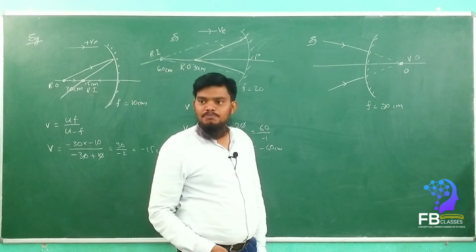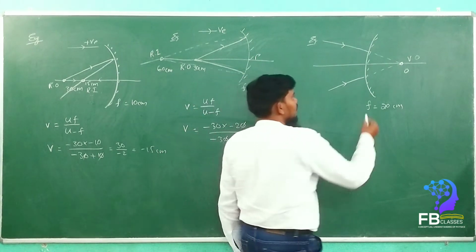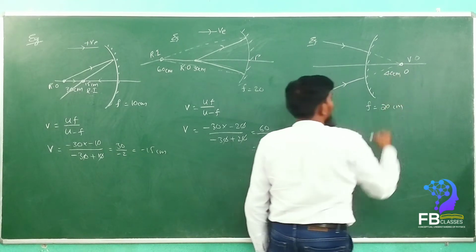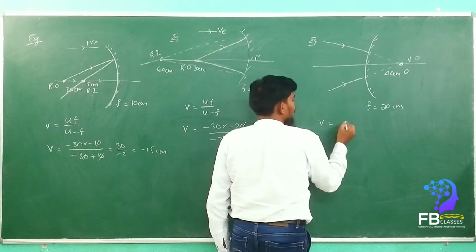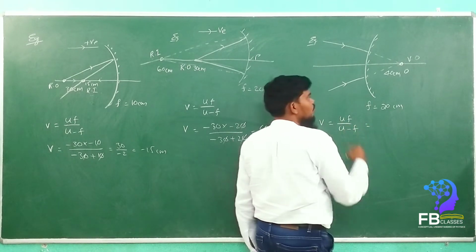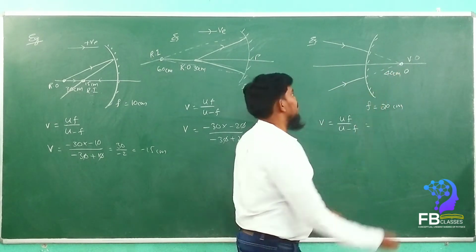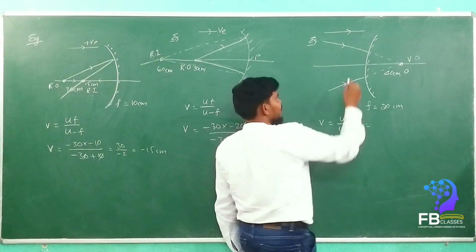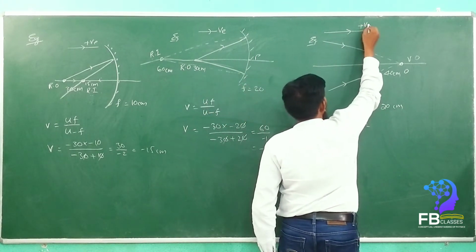Now where is the image formed? See here, let's consider this distance as 40 centimeters. So V is equal to how much, my dears? UF upon U minus F. U is how much? Is it positive or negative? See, this is a useful mirror, useful rays direction. So the rays direction we have to take as positive.